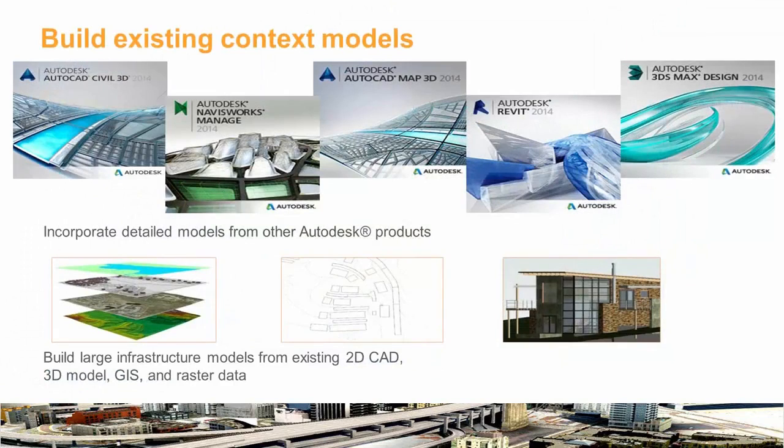InfraWorks 360 can receive various types of data through the products included in the infrastructure design suite. So you're able to very quickly import and connect to data in products like Civil 3D, Navisworks, Map 3D, Revit models, and 3ds Max, as well as various other data file types such as 3D models and GIS data and raster imagery.